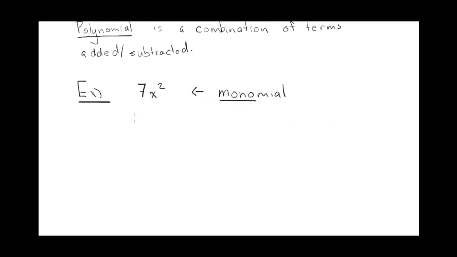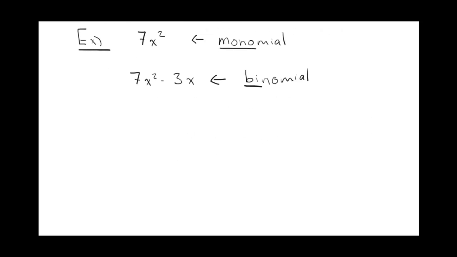When you combine two, so 7x squared minus 3x, we call that one a binomial. Bi meaning two. Maybe you could guess if you had 3 terms combined, plus 3x minus 4. So here we have 1, 2, 3 terms. This one's called a trinomial.